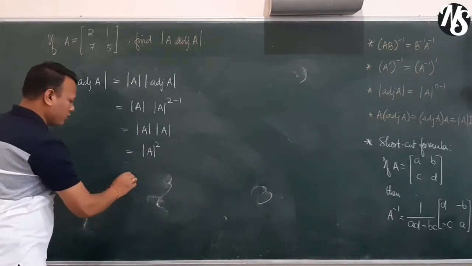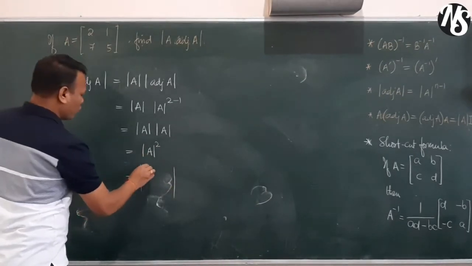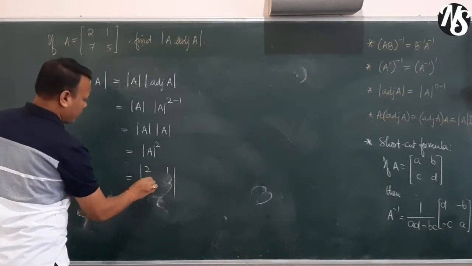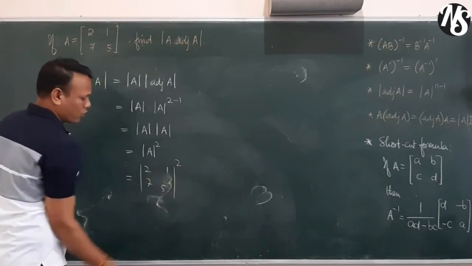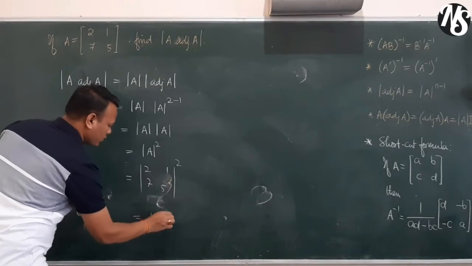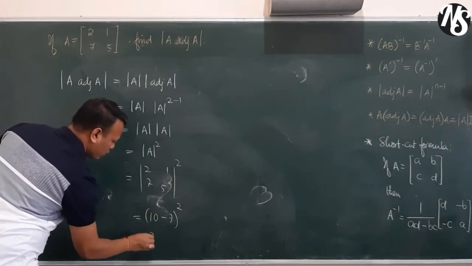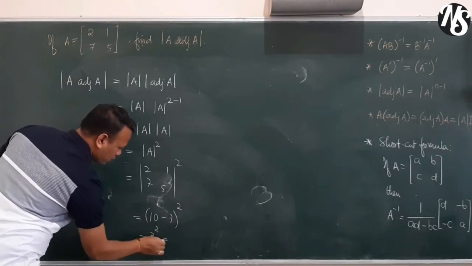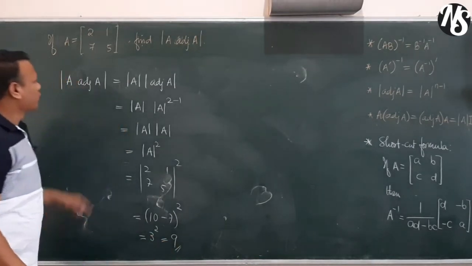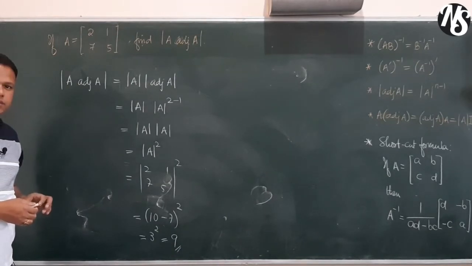Okay, so let's see, what is the determinant of A? So what is A first? A is 2, 1, 7, 5, and we have square. So let's find, 2 times 5 is 10, minus 7 times 1 is 7, and we have square. So this is 3 square. So that's why your answer turns out to be 9 for this. Okay, pause the video and note down your solution.